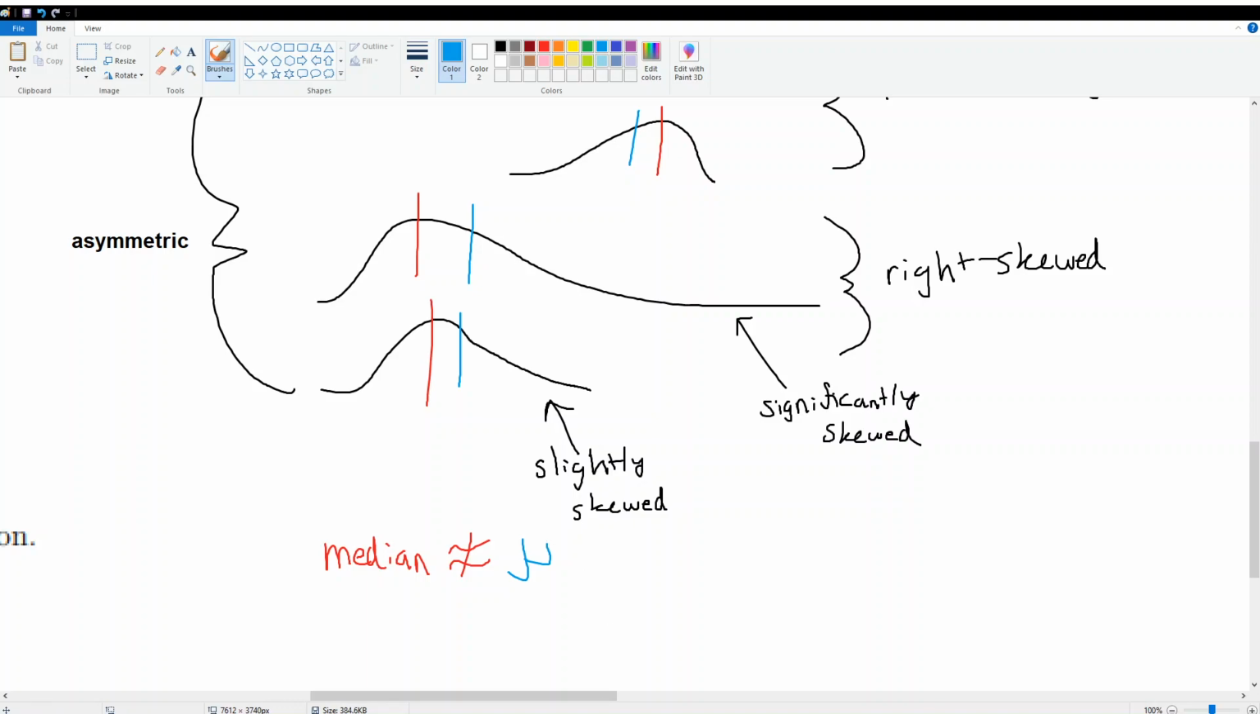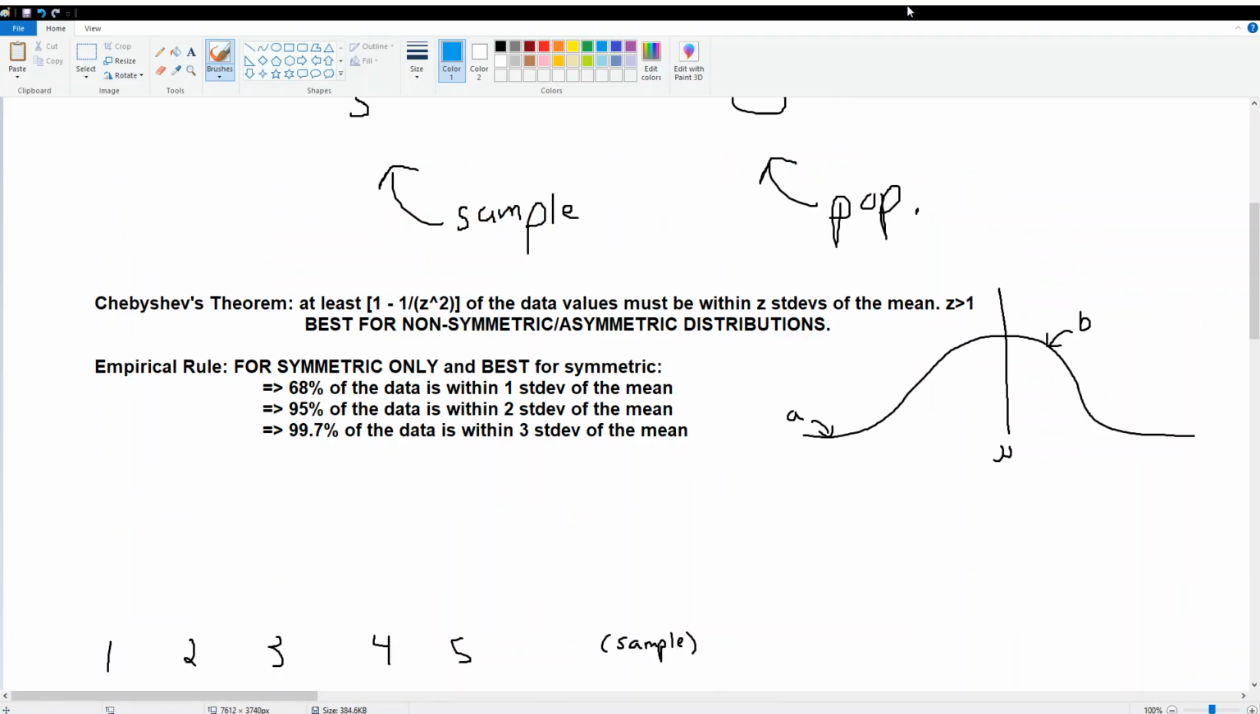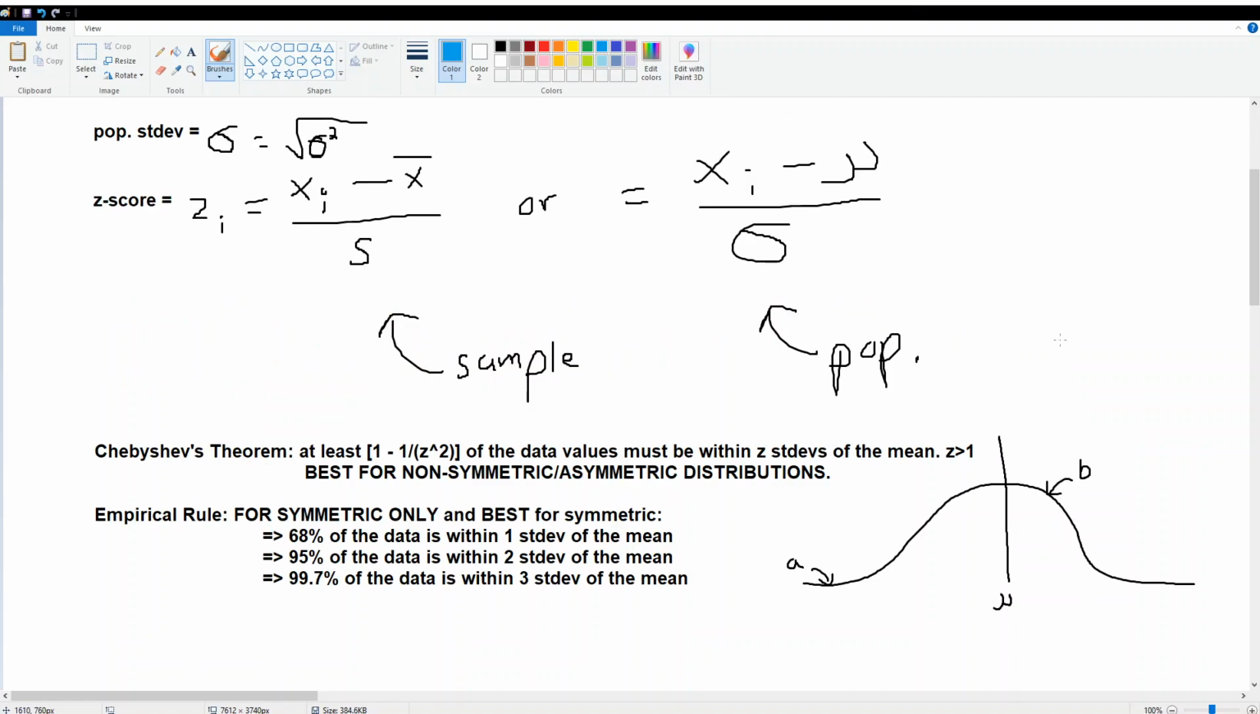So now that we've talked about this, let's now go back to those rules of thumb that I was talking about. Regardless of whether our distribution is skewed or not, we can still compute z-scores. But the interpretations of those z-scores depend based upon what distribution we're using. So we have what's called Chebyshev's theorem. And if this is kind of hard to read, then it is 1 minus 1 over z squared.